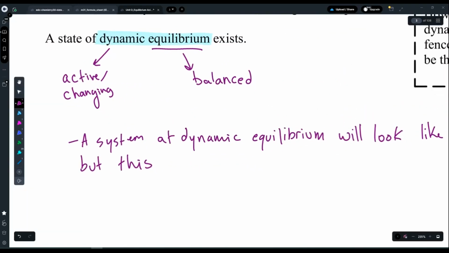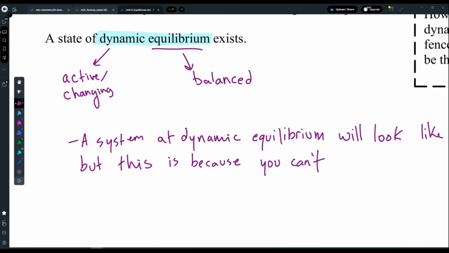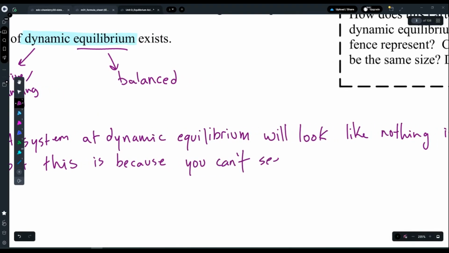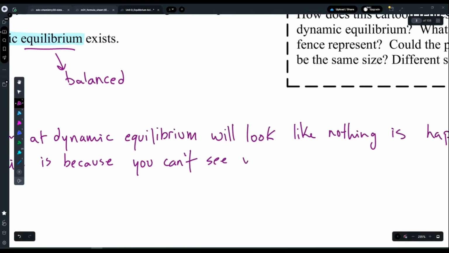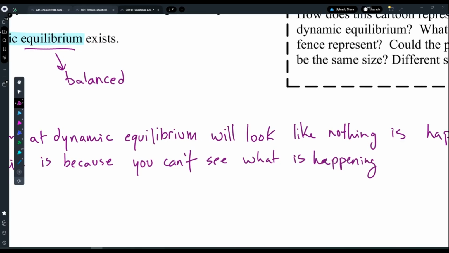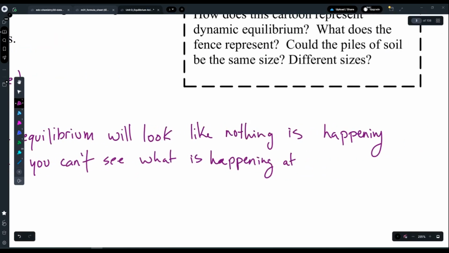So nothing's happening, but this is because you can't see what is happening at the microscopic or molecular level.